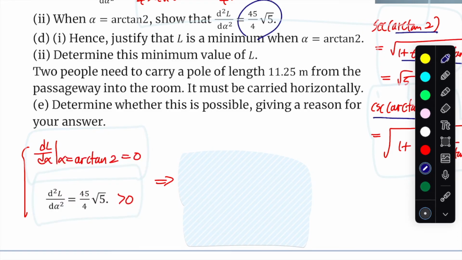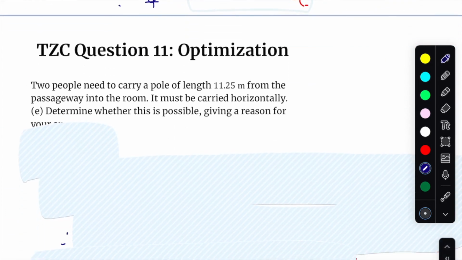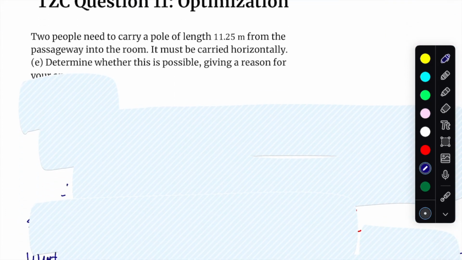So that's lovely. So you now found the stationary point. You now found the second derivative being positive. That means the concave up stationary. That implies that it's going to be local minimum. So we verify that at arctangent 2, I'm going to have a local minimum. If you actually plug into the original function, you can get the minimum value. So that's great. And what this question then asks is whether the 11.25 meters pole can actually pass through that room. So here, tell me what I've done wrong.